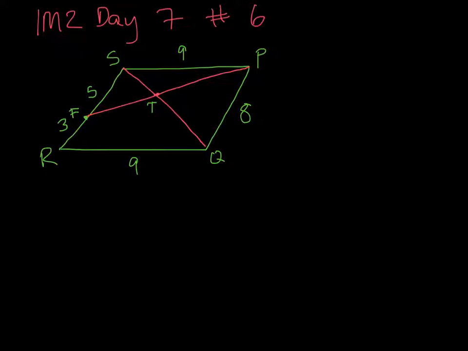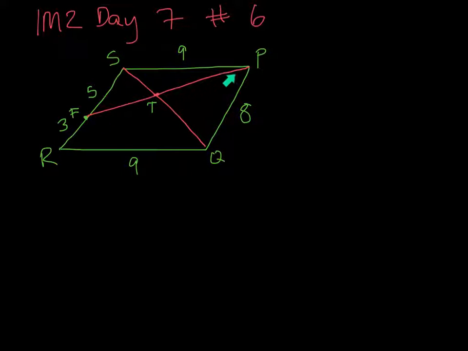So here's a solution video for IM2 day 7 problem number 6. We're given a parallelogram and we've got some information. They give us the sides. They tell us that there's this point F that's 5 units from S, which must mean that this distance is 3, just for later on.